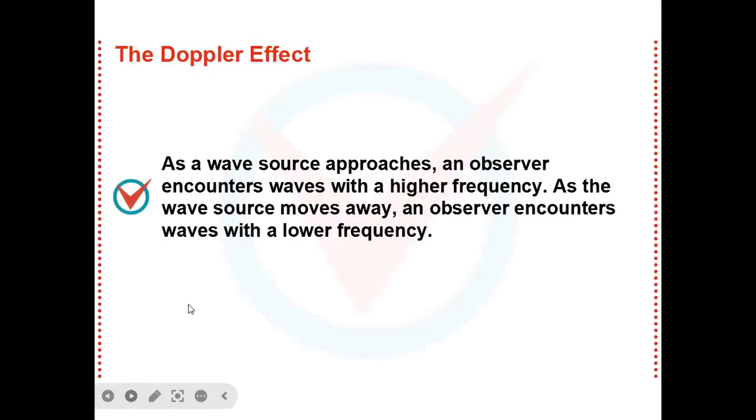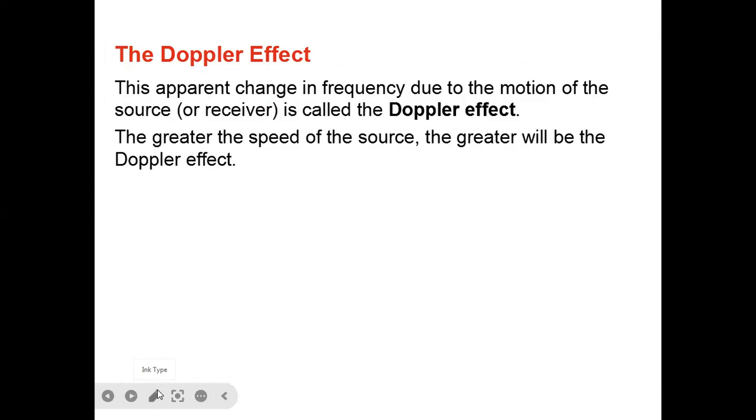So now, what is the Doppler effect? As a wave source approaches, an observer encounters waves with a higher frequency. As the wave source moves away, an observer encounters waves with a lower frequency. This apparent change in frequency due to the motion of the source or receiver is called the Doppler effect. This is the actual definition. The greater the speed of the source, the greater the Doppler effect.